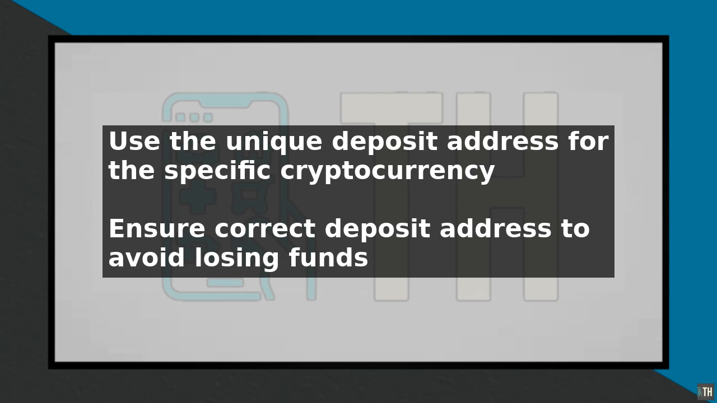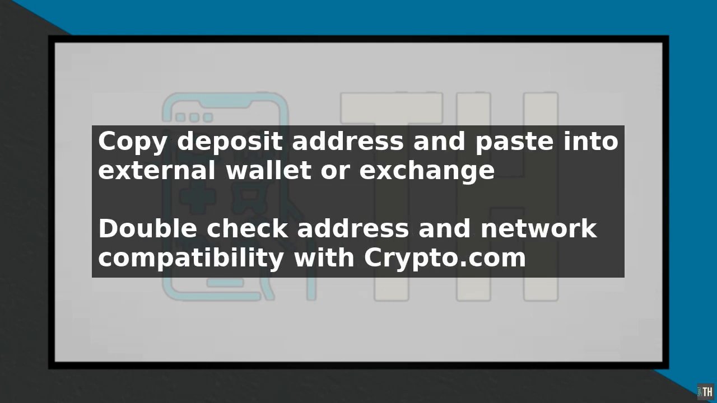The deposit will be processed and reflected in your Crypto.com account once the necessary network confirmations are obtained. It is crucial to note that different cryptocurrencies have different network confirmation times. So be patient and wait for the deposit to be processed.